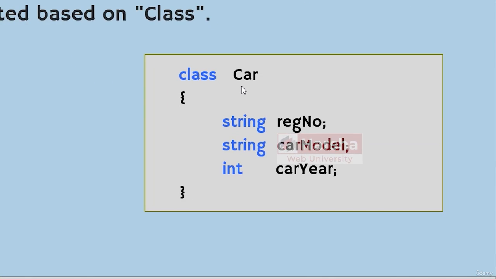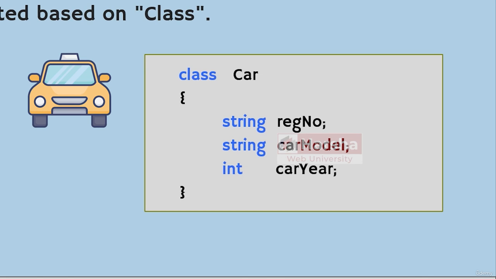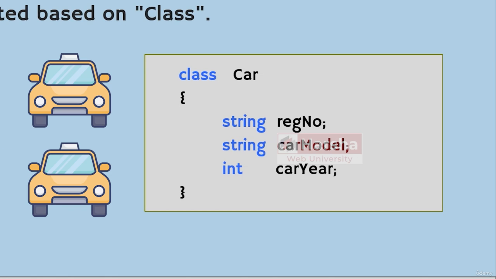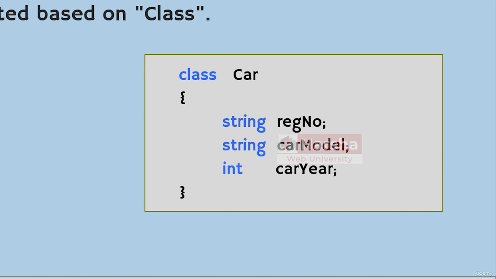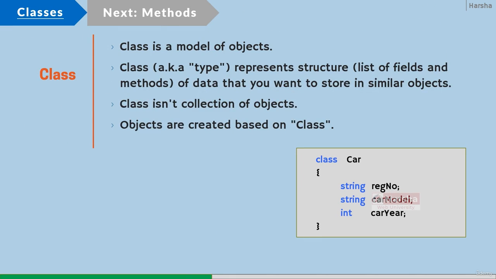For example, you have created a class called car with the fields registration number, car model, car year. These are the details about the particular object. So these are declared inside the class but stored inside the object. These details are stored in every object. For example, in car object 1, we have registration number, car model and car year. And in the second object of car class also, we have registration number, car model and car year respectively. So every object stores the set of fields that are prescribed by its own class.